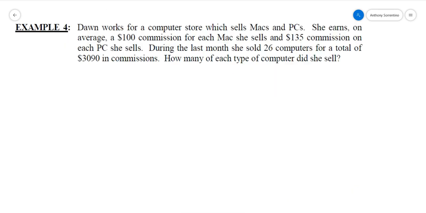So we have this word problem now for example 4. Dawn works for a computer store which sells Macs and PCs. She earns, on average, a $100 commission for each Mac she sells and $135 commission on each PC she sells. During the last month, she sold 26 computers for a total of $3,090 in commissions. How many of each type of computer did she sell? So take a moment, see if you can set up a system of equations that represents this circumstance and solve it to answer the question, and then we'll go through this.